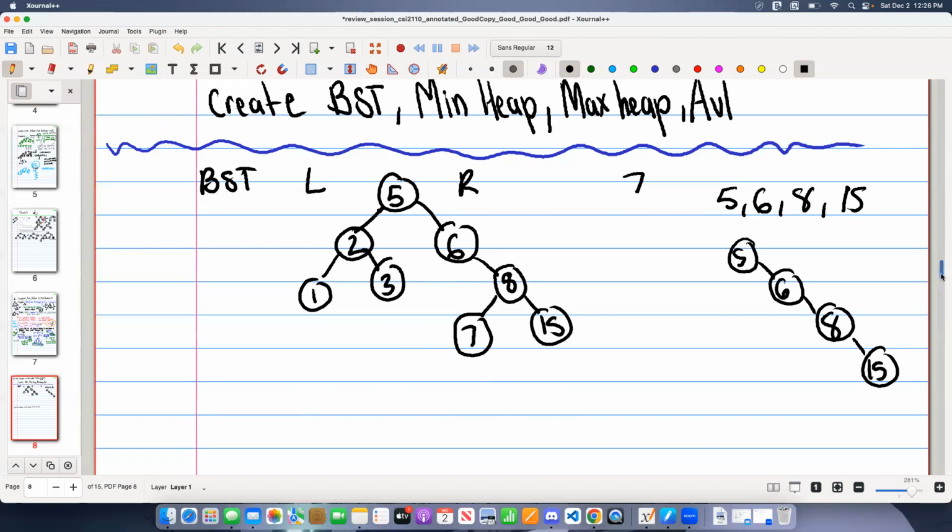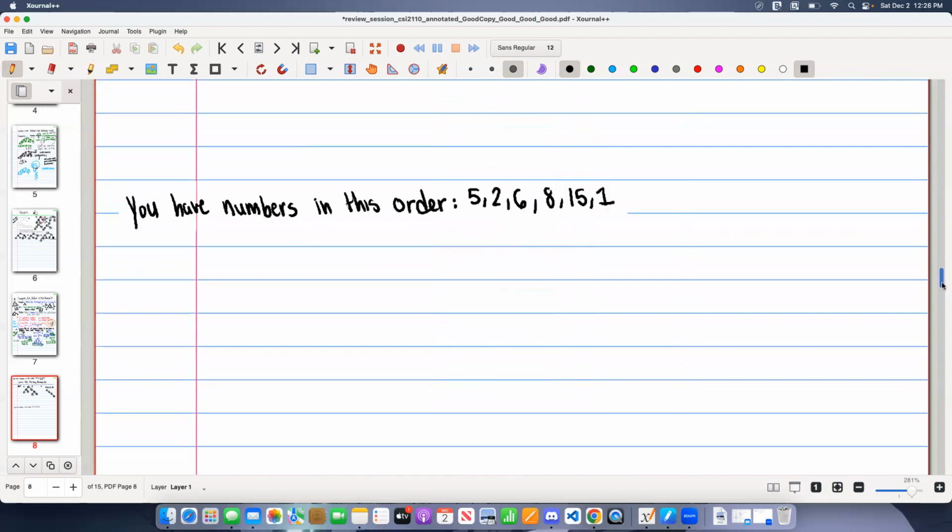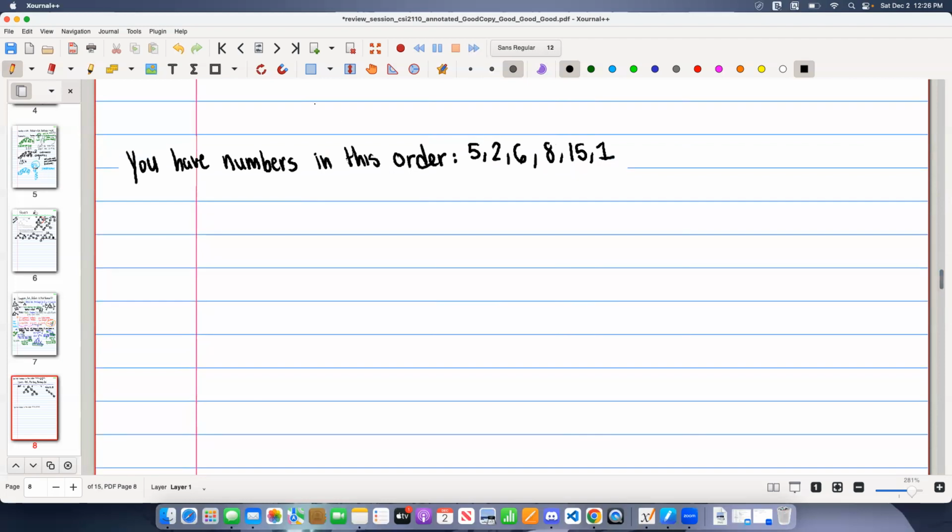Okay, moving on. We have min heap. We kind of went through min heap before. You have 5. Okay, you're adding 2. Well, is this a min heap? No. Therefore, you have to up-heap. 2 is less than 5, so you're going to switch 2 and 5.